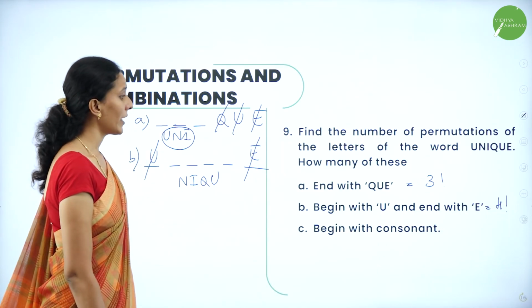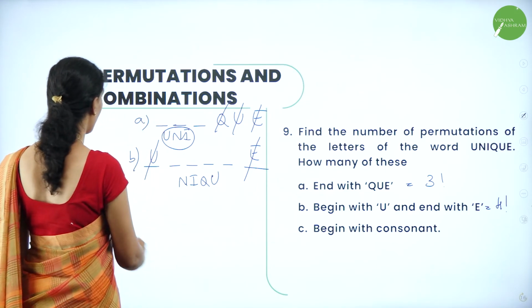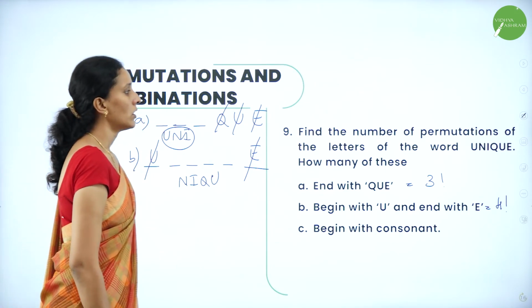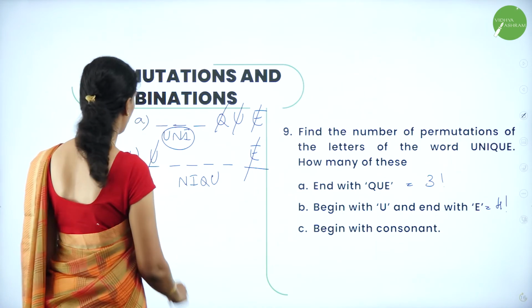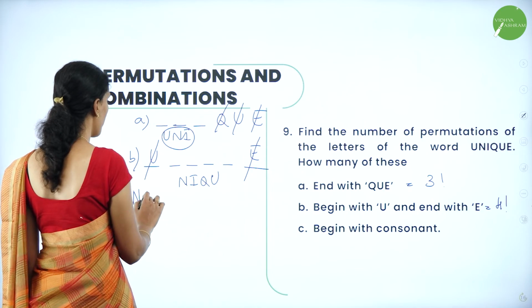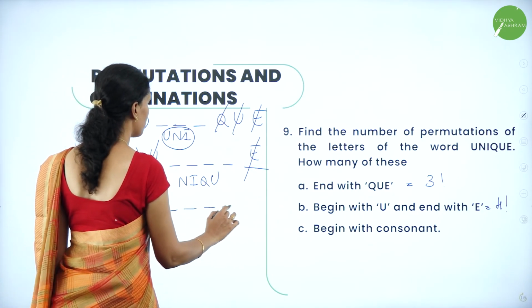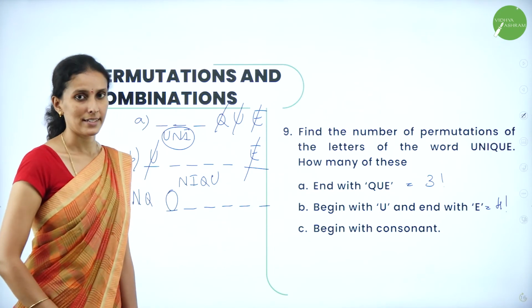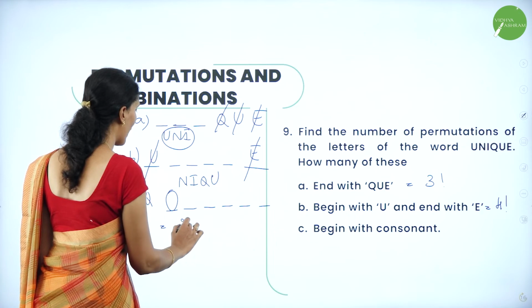Next question, begin with a consonant. They should begin with a consonant. What are the consonants we have here? N and Q. How many consonants do we have? N and Q. So in UNIQUE, there are 2 choices in the first place. So therefore, this will be 2 factorial.